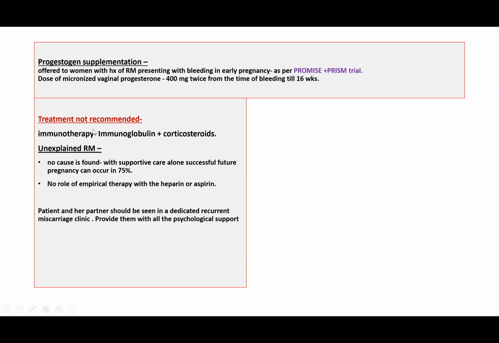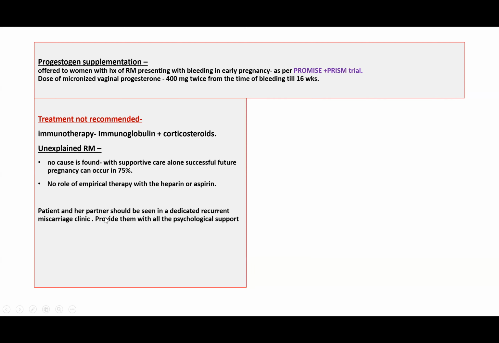Treatment not recommended. No immunotherapy, that is no immunoglobulin and no corticosteroids. There is no evidence that they are helpful. How are you going to manage the unexplained recurrent miscarriage? If no cause is found, only supportive care is successful, and successful future pregnancy can occur in like 75%. There is no role of any empirical therapy with the heparin or aspirin.